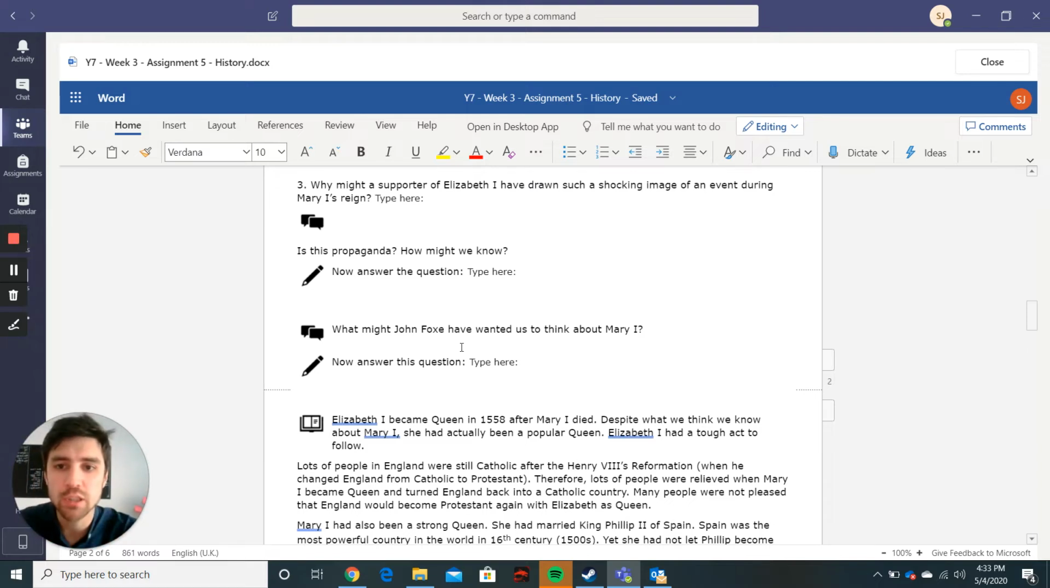Okay, so now I need you to think for a second. Why is a supporter of Elizabeth drawing such a shocking image of an event from Mary I's reign? Remember, Elizabeth is queen after Mary I. Mary I, Catholic. Elizabeth I changes the country back to Protestant. Secondly, is this propaganda? Now remind yourself of the definition of what propaganda means at the start of the lesson if you need to. And what might John Fox have wanted us to think about Mary I here? Pause the video here and complete those 3 tasks now. It should take you about 5 minutes.